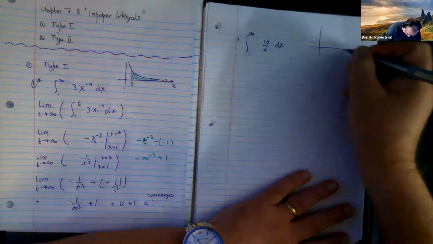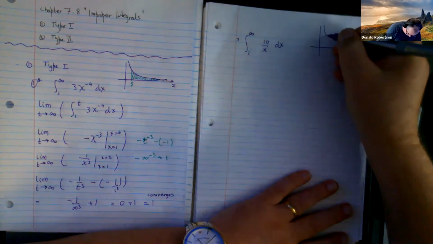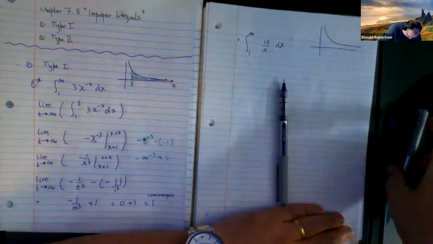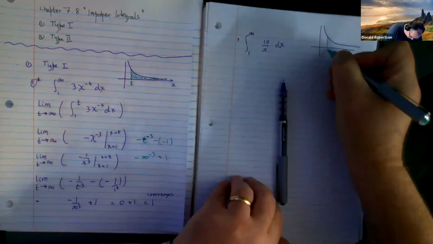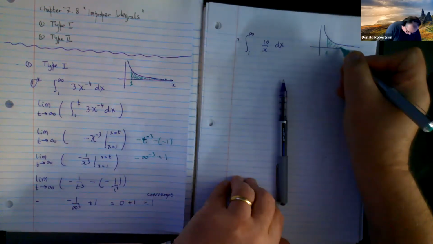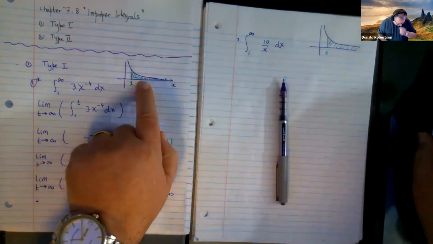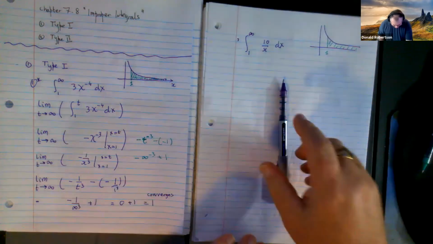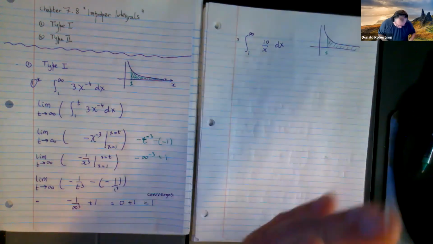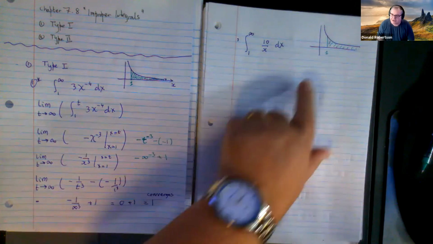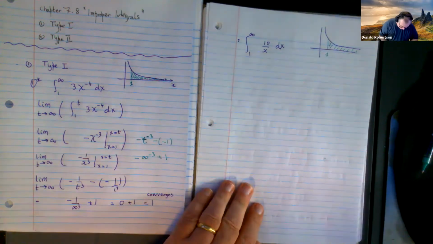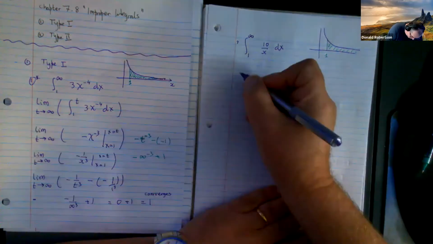And if we drew 10 over x, it would actually pretty much look like the same guy here. So you might think, oh, well, when they look like that, the answer is always going to be a number. In this case, it's 1. Maybe in this case, it's going to be 10 or something. But no, that's not going to happen.